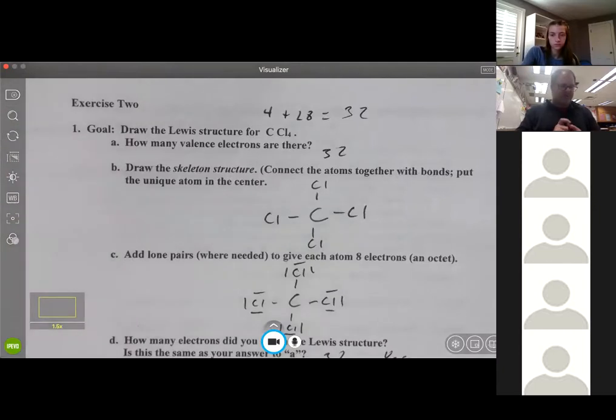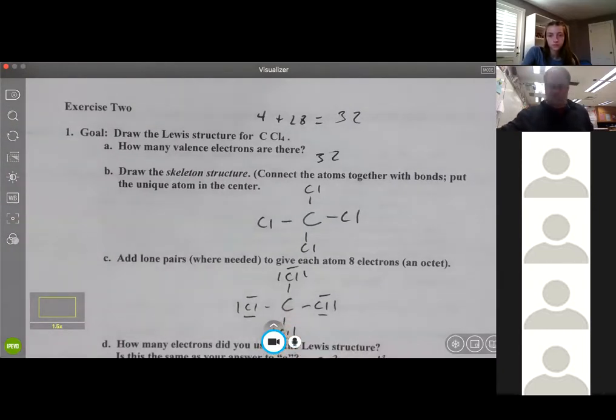Now, if we were to draw this one out, you can see it looks very flat here. Let's take a look at what it looks like with my models.